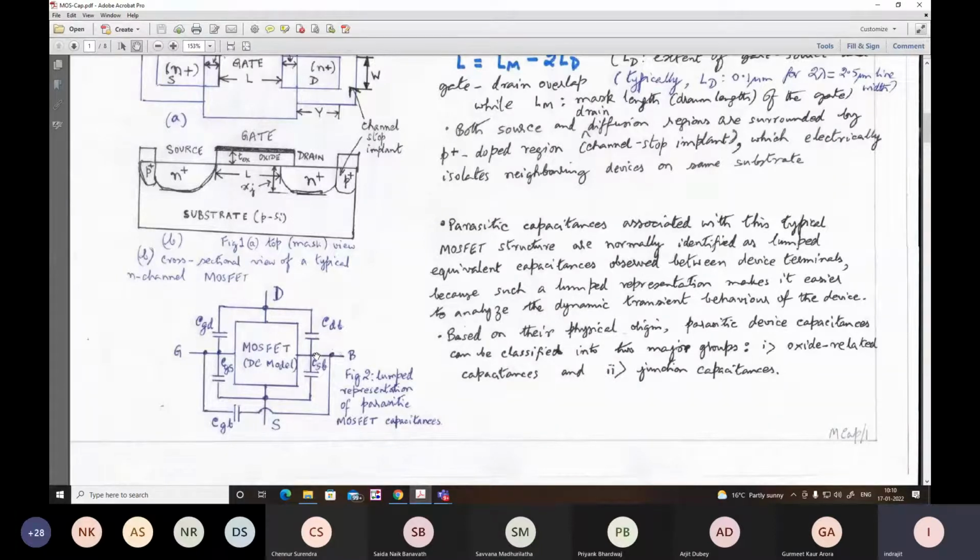and we shall have a view of the detailed estimate of such capacitances and what role it plays in the transient phenomena. That means if the MOSFET, if the transistor is subjected to a varying electrical voltage, what will be the response time?